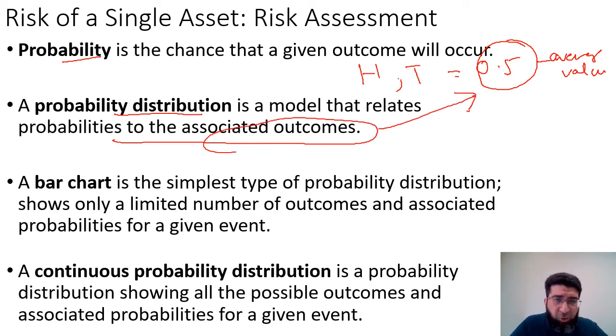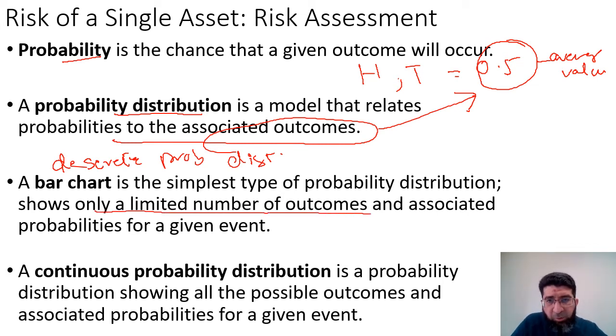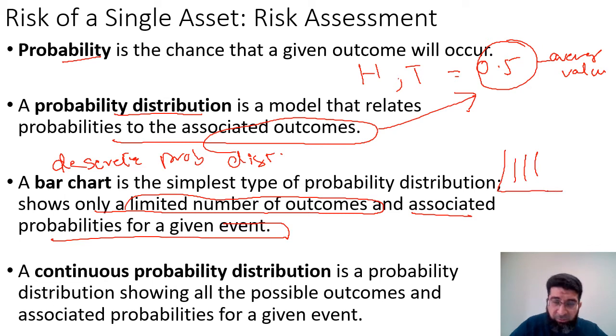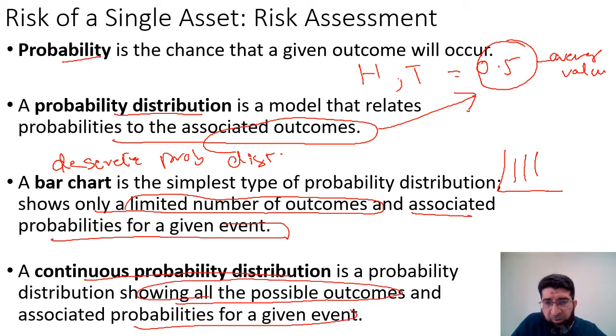Then we have a bar chart, or basically we have a discrete probability distribution. This type of distribution shows only a limited number of outcomes and associated probabilities for a given event. Hence, it is shown with bars rather than a curve. When we go for a continuous probability distribution, this shows all the possible outcomes and associated probabilities for a given event. This means it has to be a curve, and we'll look into this in a moment.